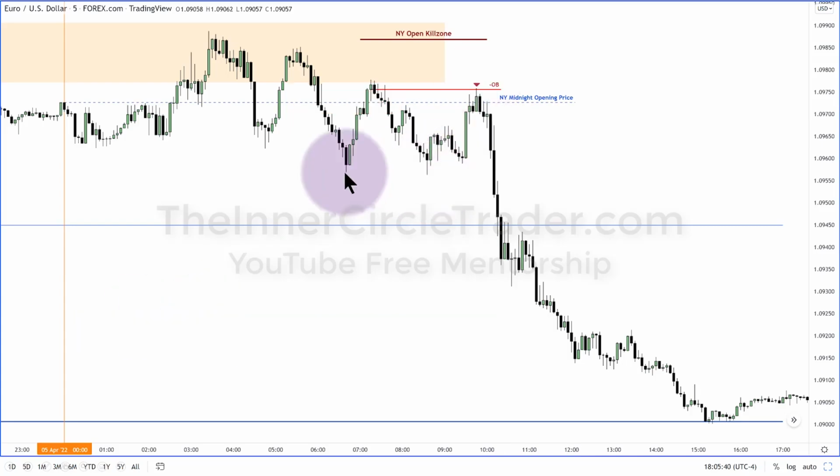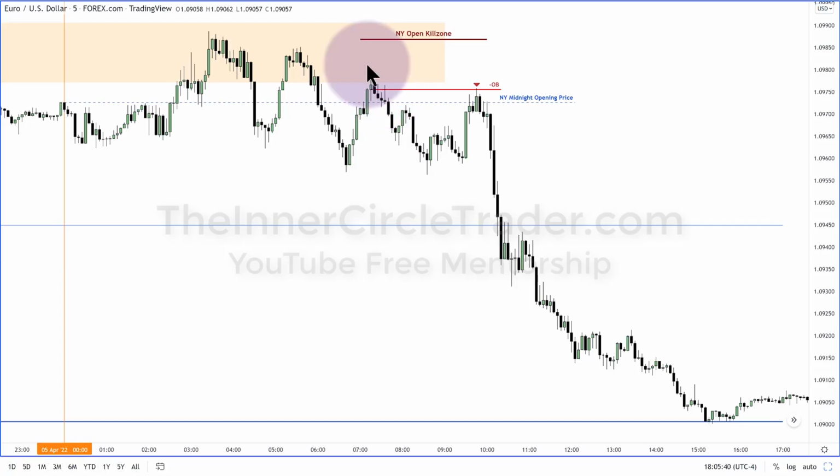It went below this low here and then it rallied back up once more above the opening price at midnight. Does it take out this high? No. Why doesn't it take out this high? Because it has an imbalance here. That imbalance tells you this is an intermediate term high. If we're bearish, it shouldn't take this high out.